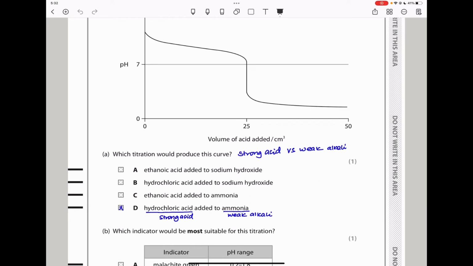Now, among these answers, we have to look for something which falls into that category. So we can see ethanoic acid is a weak acid, so that's out. Hydrochloric acid is a strong acid, but sodium hydroxide is also strong, so that's out. So it means hydrochloric acid and ammonia, which is a weak alkali, so the answer is going to be that. And again, remember, this is ammonia solution, not just ammonia. So the answer should be D, because it makes sense when you look at the shape of the curve.